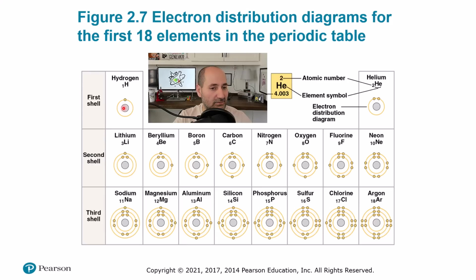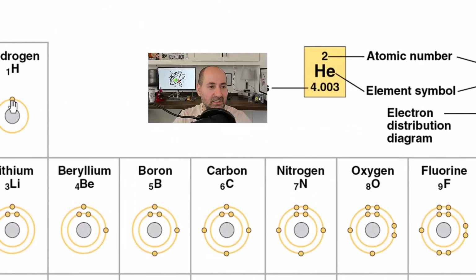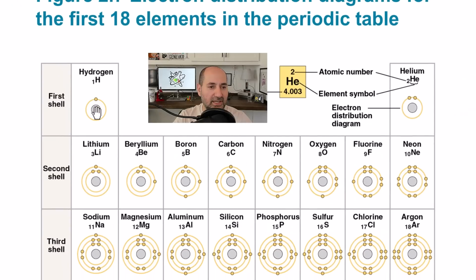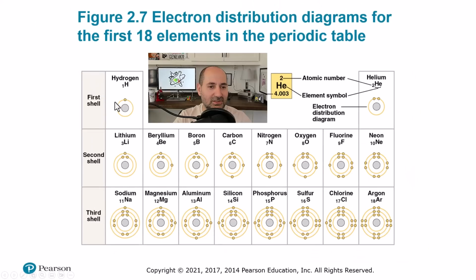If it's an atom, it should have 1 electron. And that's what this is right here. That's your single electron, right? That yellow dot represents its lone electron. And that makes sense, right? Because hydrogen has 1 proton, so it should have 1 electron. Does that make sense?